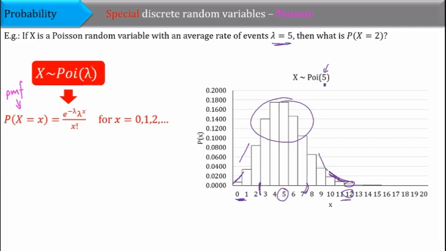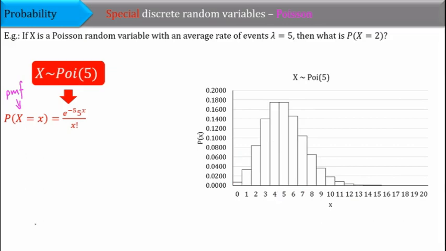Now we know that lambda is equal to 5, so we'll substitute 5 into our lambda, and this will give us e to the negative 5, 5 to the x over x factorial. We are interested in the probability of x equal to 2, so we'll substitute 2 next. So this will give us e to the negative 5 times 5 to the 2 over 2 factorial, and solving that we get 0.0842. In other words, there's an 8.42% chance that we will get 2 events in our interval if the average number of events per interval is 5.